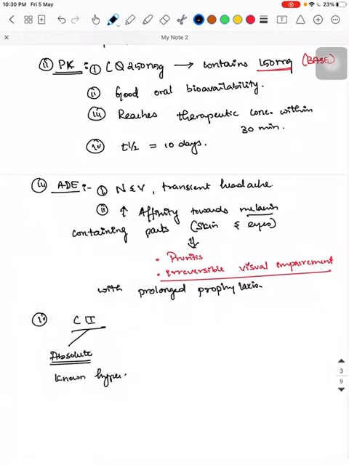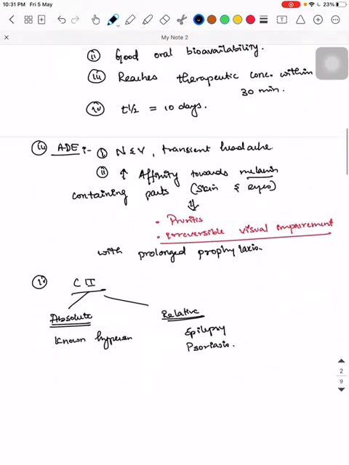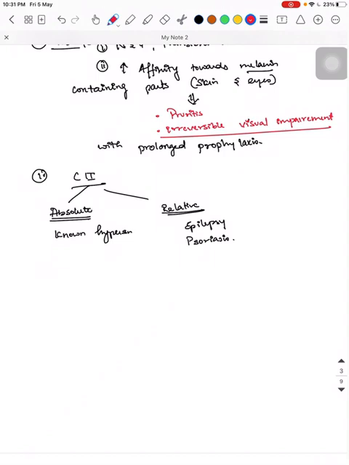The contraindications: the absolute contraindication is known hypersensitivity. The relative contraindications are patients with epilepsy and psoriasis, because in a patient with psoriasis, which has a genetic component, chloroquine can exaggerate the condition. Okay, this is about chloroquine. So we have seen the mechanism of action, pharmacokinetics, adverse effects and its contraindications.